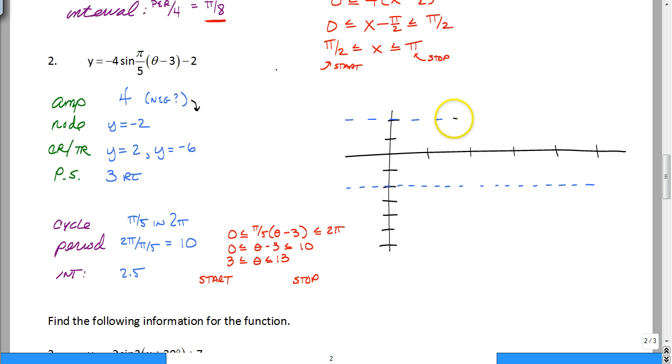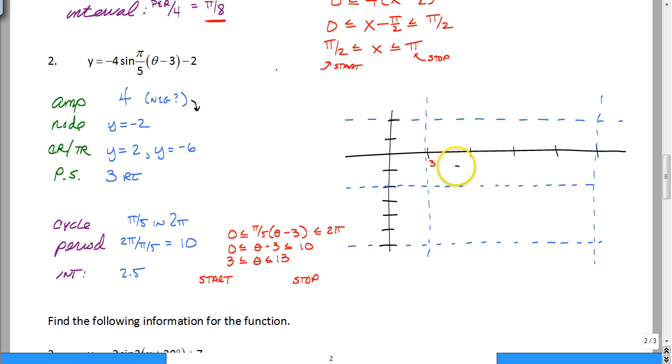4 above is your crest. 4 below is your trough. Notice how it works out nice. We had our 2 above and our 6 below. Because our node starts at -2, we are going to start right over here, and we are going to end right over there.